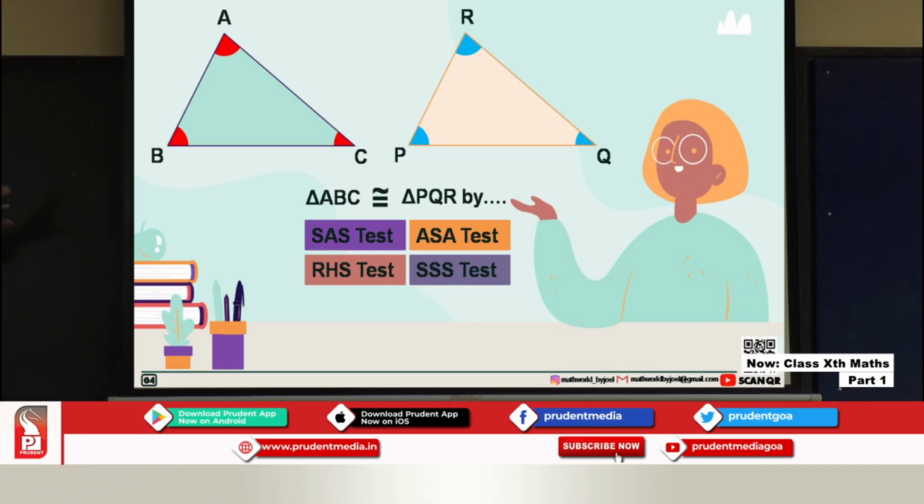Basically, in the first case, the SAS test, we are looking at 2 sides and 1 angle of one triangle being equal to 2 sides and 1 angle of the other triangle. If they are equal, then only I can say that the triangles are congruent. Keep in mind that the angle has to always be in between those sides.